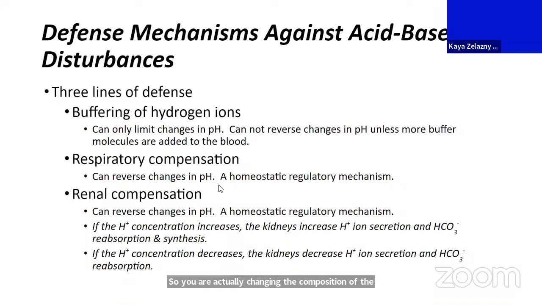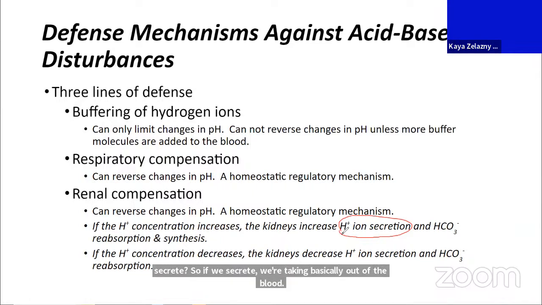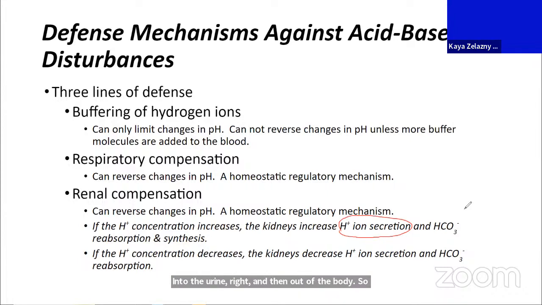And finally, a little bit slower, we have our renal compensation. So this can also actually actively change the pH of your blood, part of our homeostasis. And the way that the kidneys are going to adjust is that they're going to do either or both, right? They can change how many hydrogen ions they secrete. So if we secrete, we're taking them basically out of the blood into the urine, right? And then out of the body. So we're removing them completely.